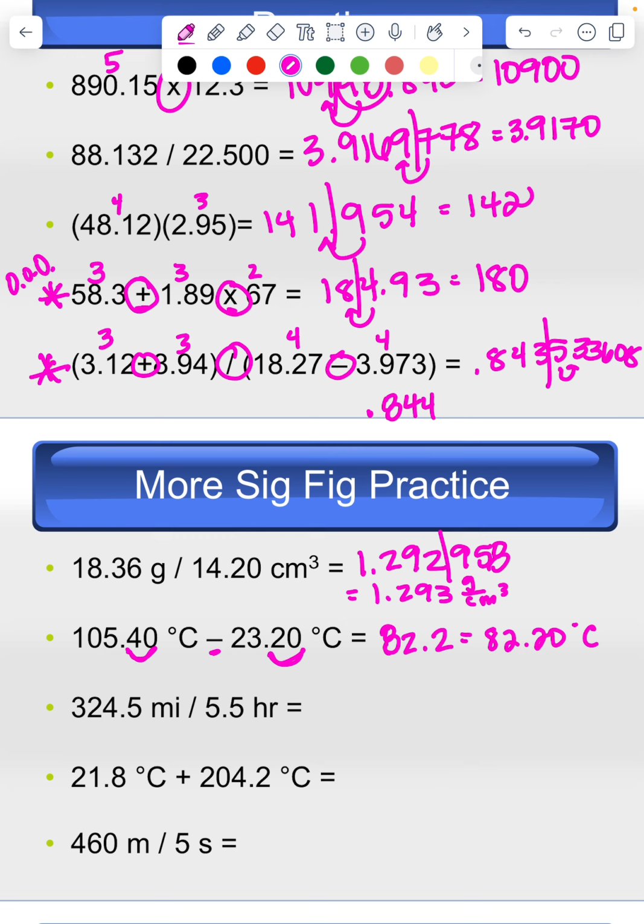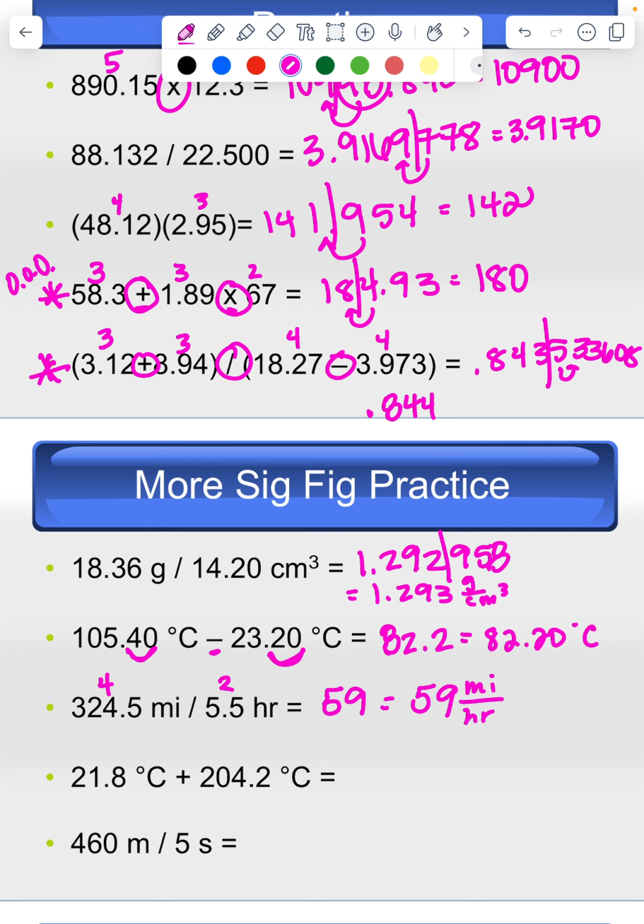All right, with this one, our raw answer, whenever we divide it, is 59. So we're dividing, so I want the least number of sig figs total. So there are 4 right here, 2 right here, so we want 2. So our raw answer already has 2. So our raw answer is our final answer, but we have to remember to put miles per hour, our unit.